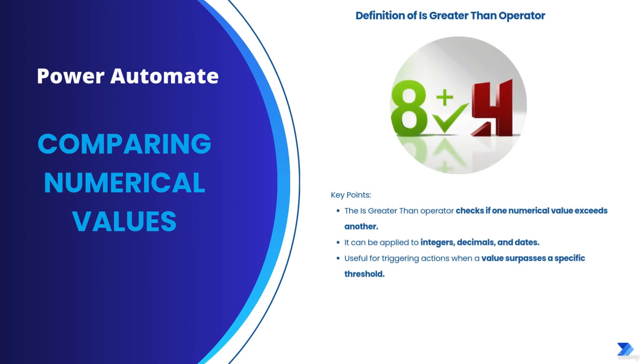Is greater than definition. The is greater than operator checks if one numerical value exceeds another. This operator is commonly used in conditional logic to implement comparisons that trigger specific actions based on numerical thresholds. It can be applied to integers, decimals, and dates, allowing for versatile comparisons across various contexts.